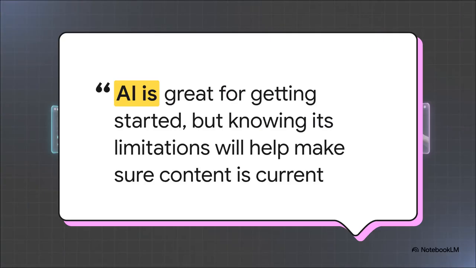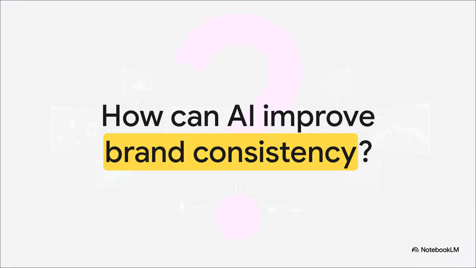Well, as freelance writer Tracy Rawlinson warns, AI is great for getting started, but knowing its limitations will help make sure your relevant content is current and well-rounded. Because language models are trained on existing data, they often lack the absolute latest research, current expert insights, and real-time demographic shifts. This means AI should strictly be used as a starting point, a framework, but absolutely never as the final, unquestioned word.